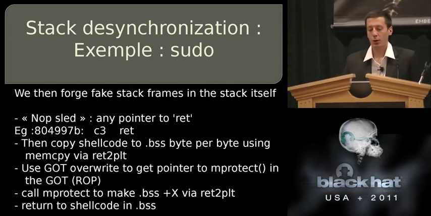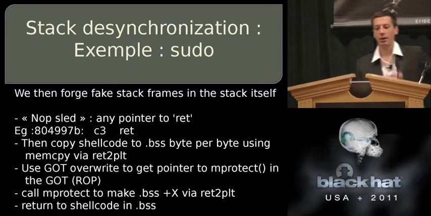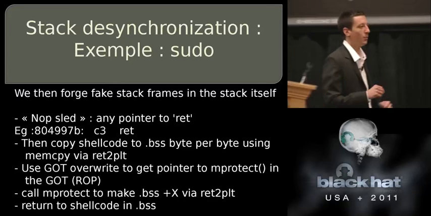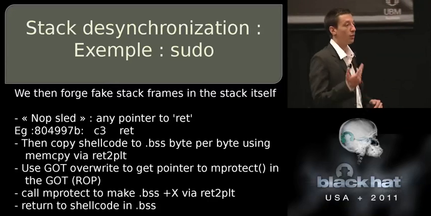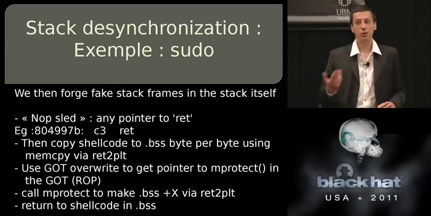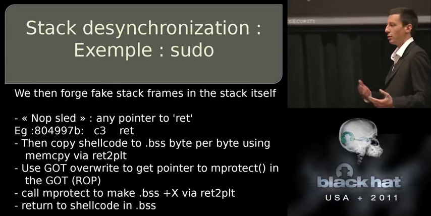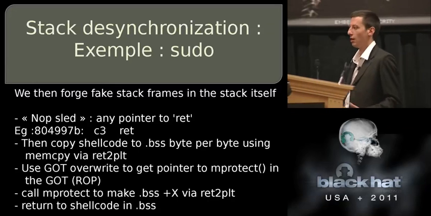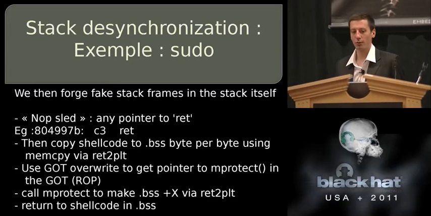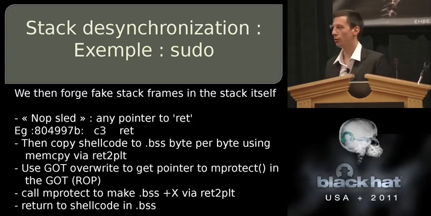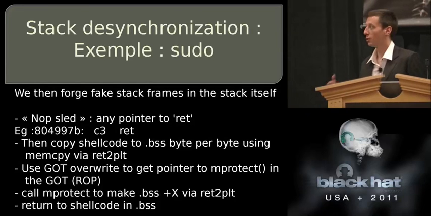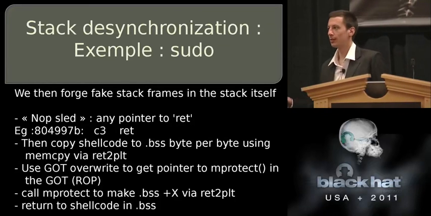Then we face a problem. We can copy our whole shellcode inside the BSS section, but it's not executable. To turn it into executable, we would like to call mprotect. But mprotect is not part of the functions that sudo would normally call, so there is no GOT entry for mprotect.